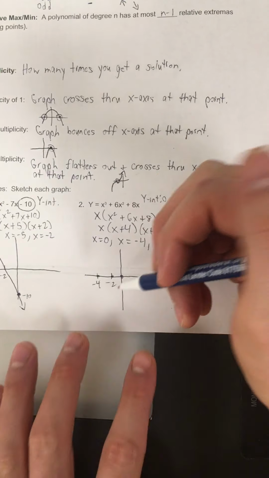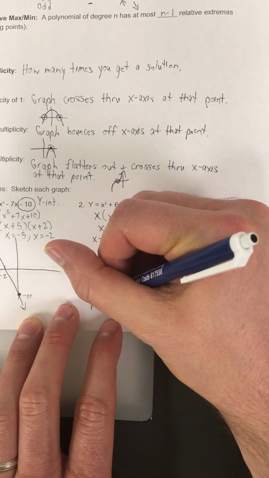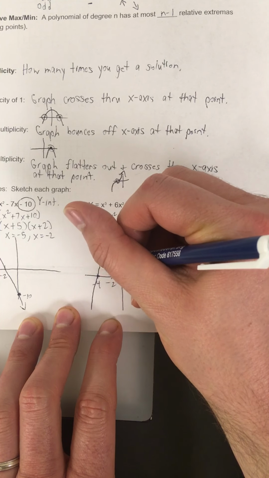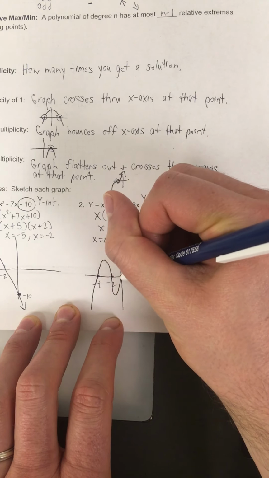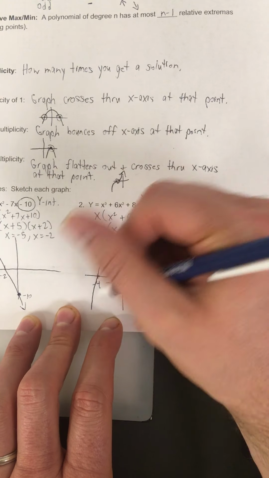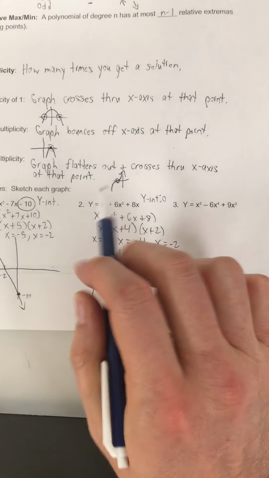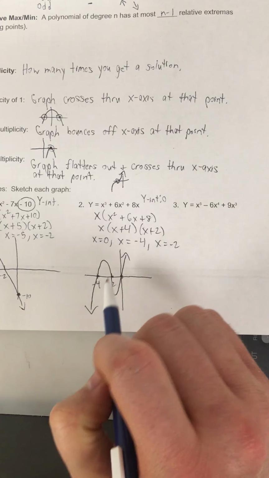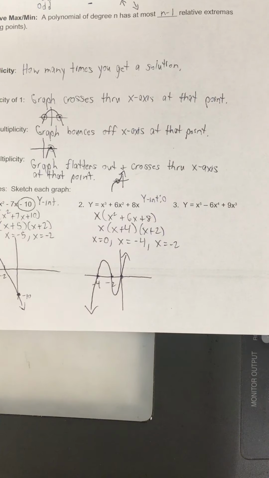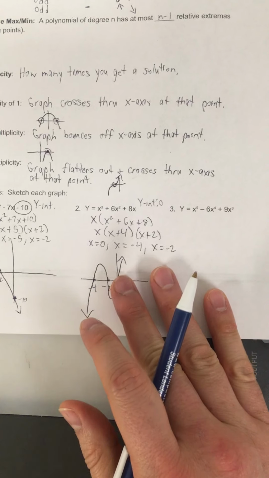So I know this graph's going to start down here, it's going to pass through -4, it's going to turn around at some point, pass through -2, turn around again, pass through 0, and end up at the top. Now, if there had been a negative in the front, it would have done the exact opposite. It would have started at the top, and then squiggled through, and then ended at the bottom. All right, one last problem.